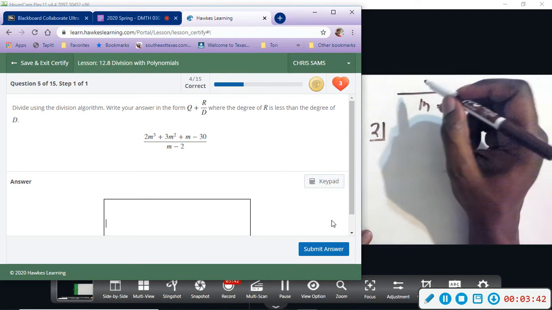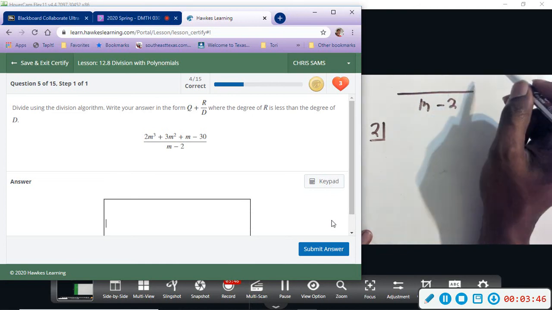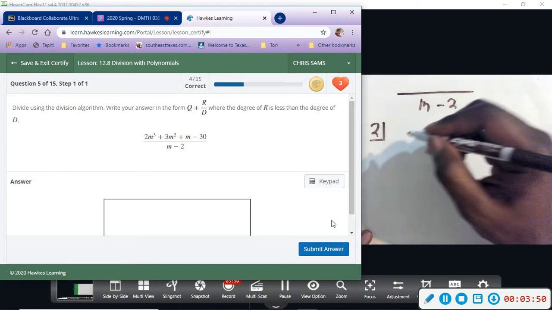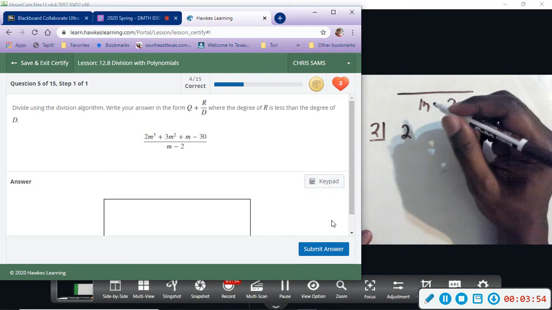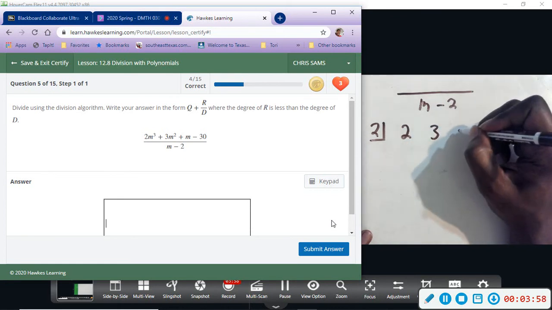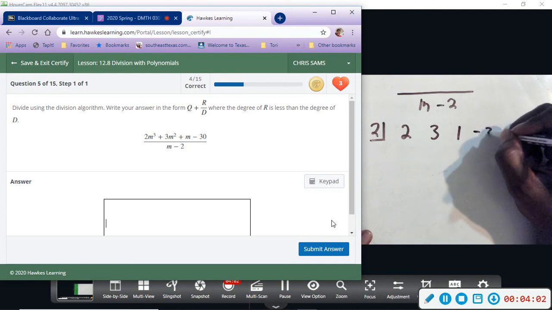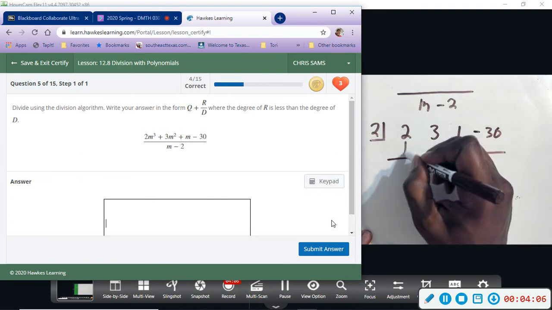Alright, and then we have third power, second power, first power, none. So 3, 2, 1, 0. Everything is there. We don't have to put zeros this time. So the coefficient on the first term is a 2. The second term is a 3. The third term is a 1. The last term is a negative 30. Alright, draw a line, come straight down.